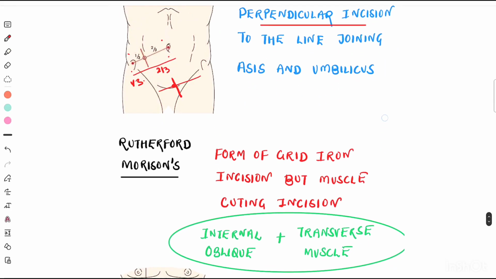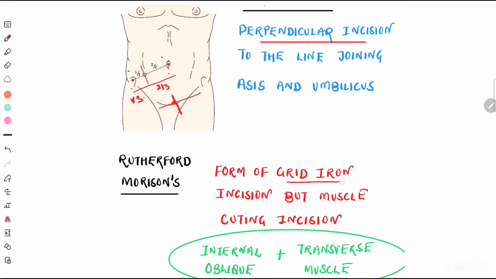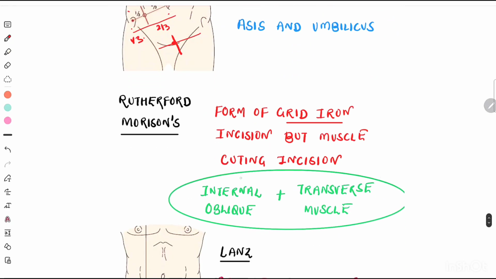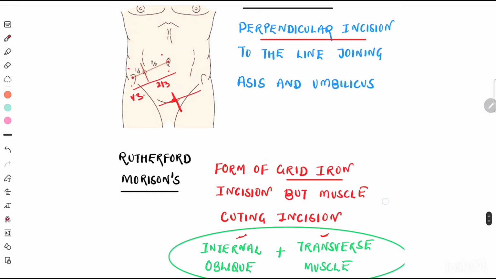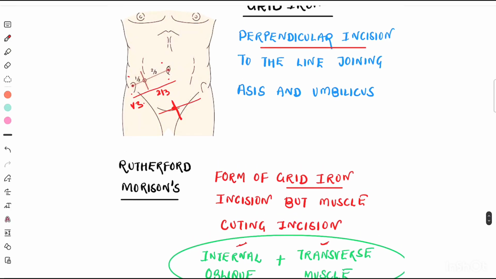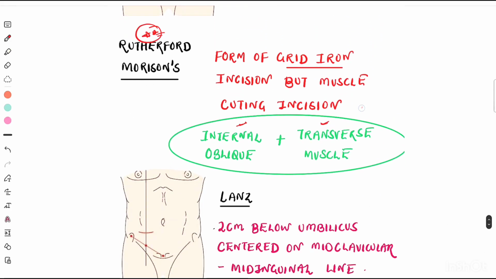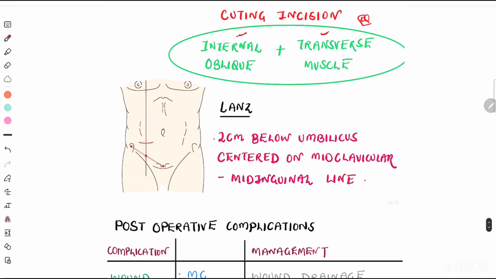The Rutherford Morrison incision is a form of the gridiron incision, but here we cut two muscles, the internal oblique and transverse muscles. So if we give a muscle cutting incision, it is known as Rutherford. If we have to extend this incision, we extend it above and laterally like this. So in the Rutherford Morrison incision we cut the two major muscles, internal oblique and transverse. And the Lanz incision is a horizontal incision.